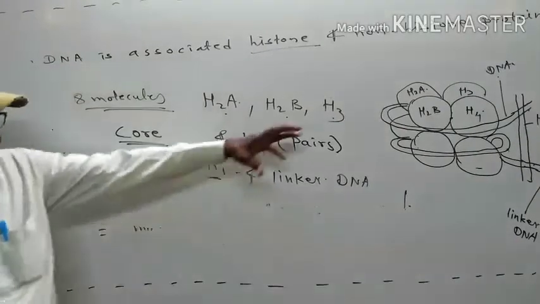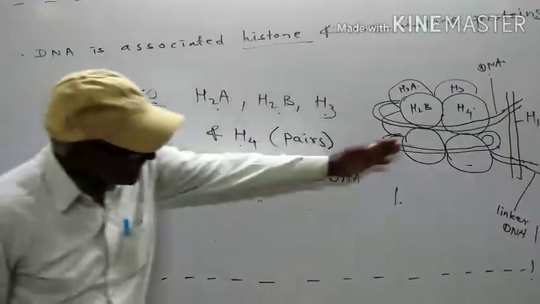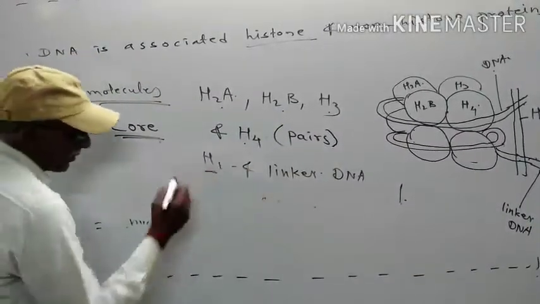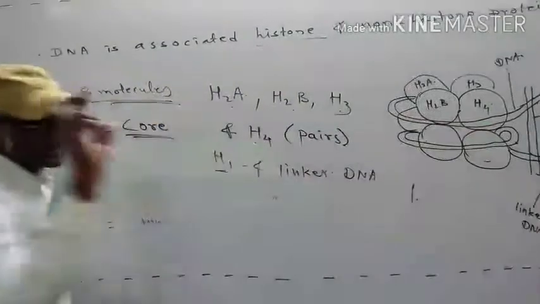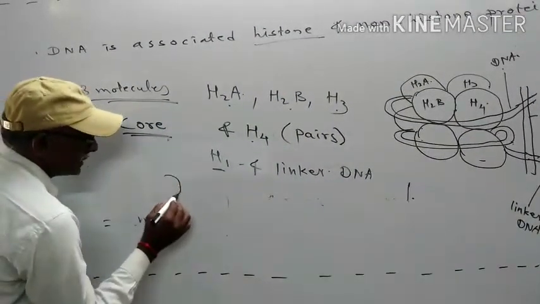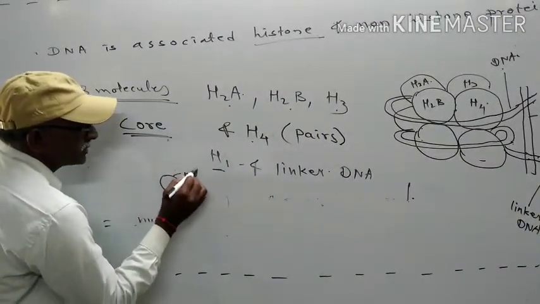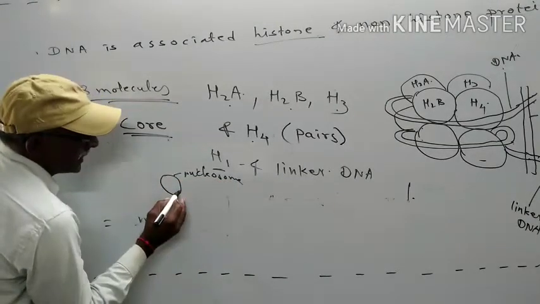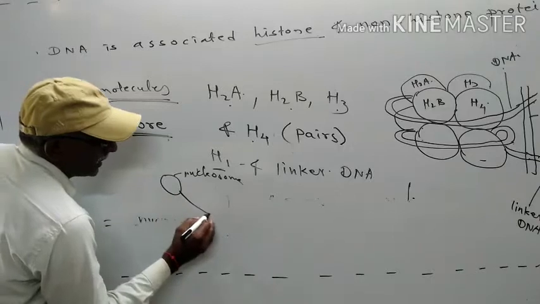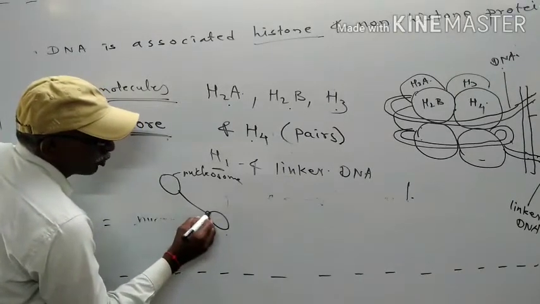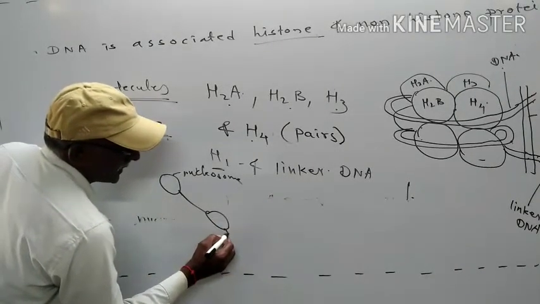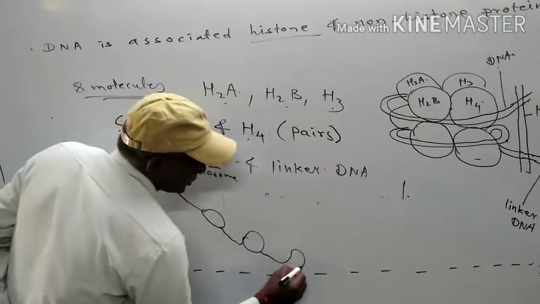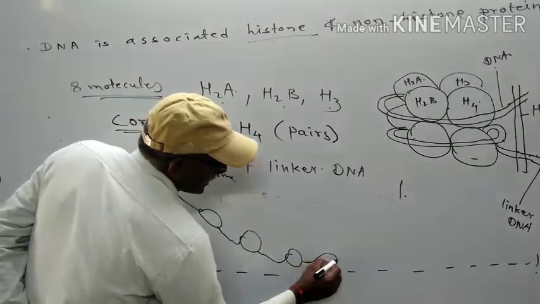So this is the structure of nucleosome, and this structure is repeated. Suppose I draw this nucleosome as one ball. Then this DNA is the linker DNA, and again there is a nucleosome attached here. This linker DNA is used here, again there is a nucleosome, then again a nucleosome, and again a nucleosome.